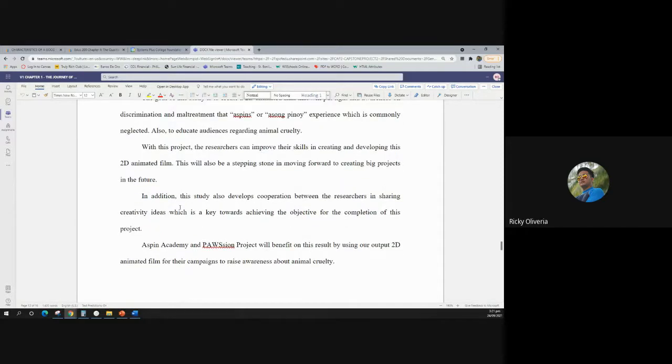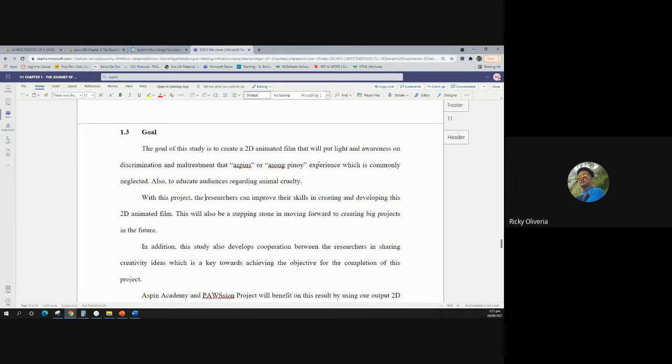Yan yung ano niya. So in addition, so this project, researchers can improve their skills, yan. So ito is stating the goal on yung campaign nung pinoproduce nilang short story. So yung campaign, ano ba yung goal nun? Tapos ano yung goal nila, what would be their goal on their end, yung sa mga researchers, yung sa project developers, ano yung goal nila? So can improve their skills in creating and developing this 2D animated film, no? O yan, no? Nilagay nila stepping stone in moving forward in creating big projects in the future, no?